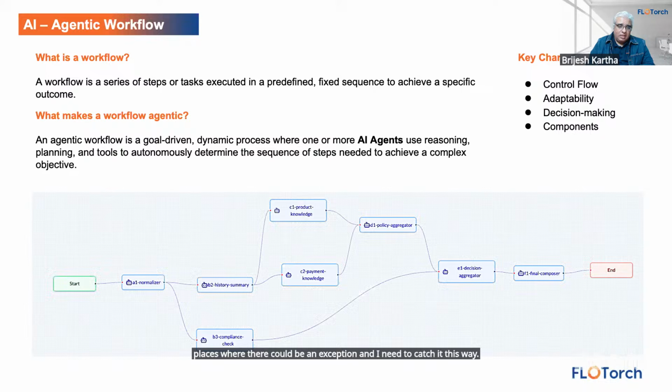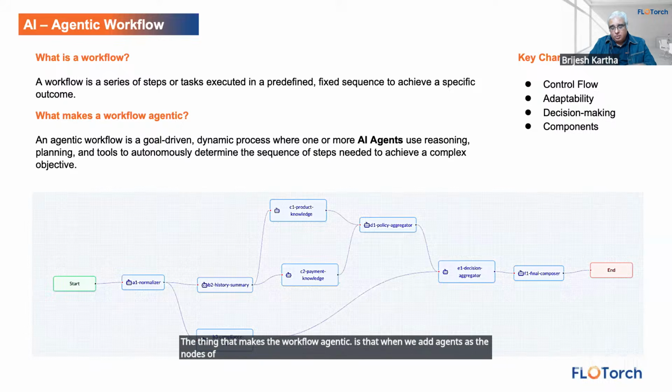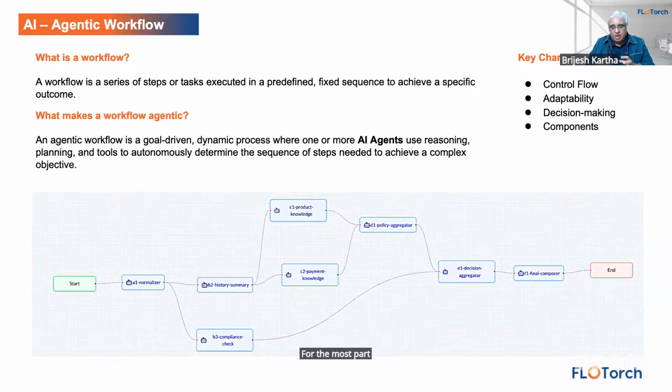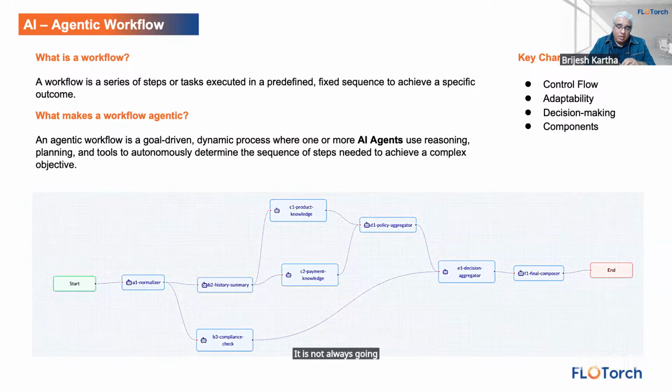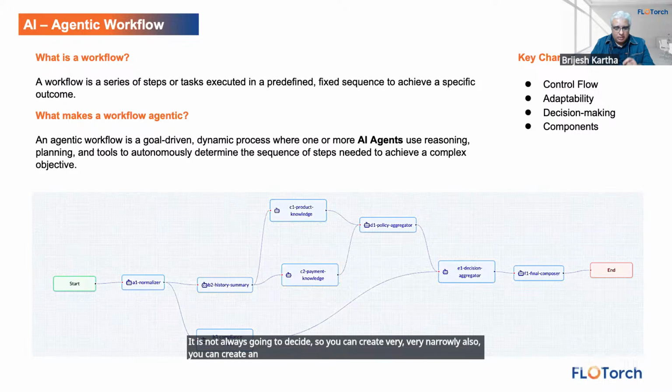The thing that makes the workflow agentic is that when we add agents as the nodes of the workflow, for the most part, we now have a node within the workflow which is not going to always work deterministically. It is not always going to decide the same way. You can also create, very narrowly, an agentic workflow which only does one thing and it comes out.